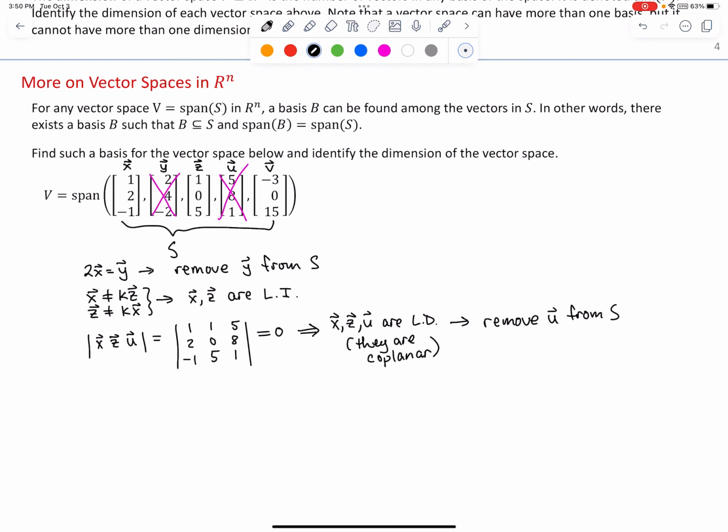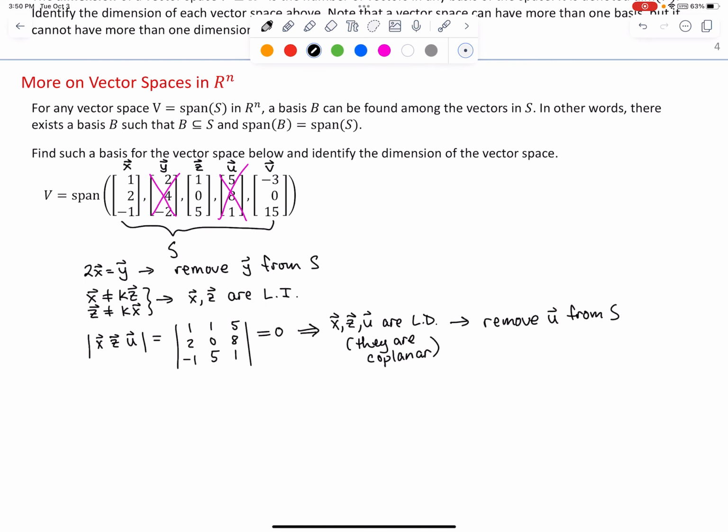Now, I could have chosen to remove x or z instead, but then I would have to make sure that u is still independent, that the set of u with the one that remains is still an independent set. Since I've already verified that x and z are independent, but then adding u to the mix caused the set to become dependent, then I just want to take u back out of it.